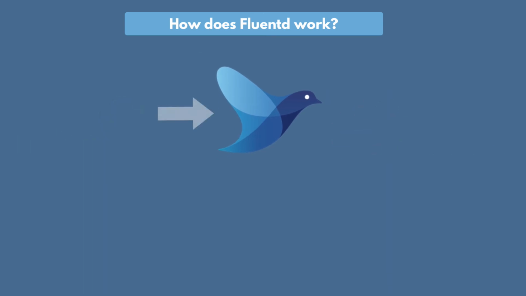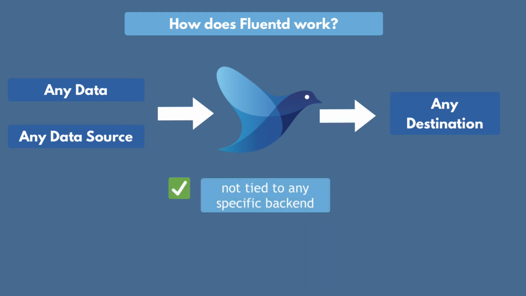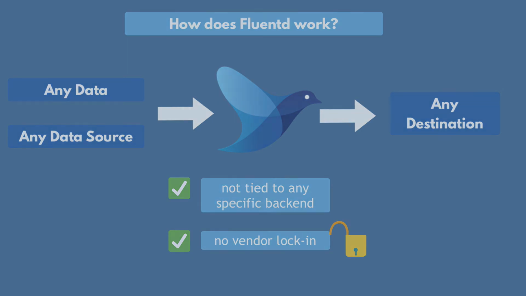So you can send any data from any data source to any destination or storage. And this flexibility also comes from the fact that Fluentd is not tied to any particular backend. So you have a wide choice of such destination targets without a vendor lock-in when using Fluentd.